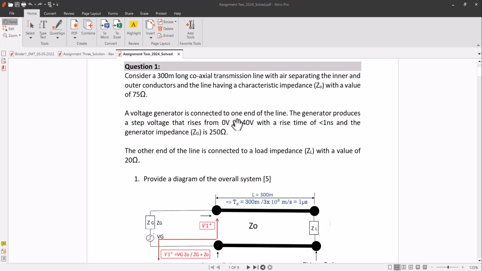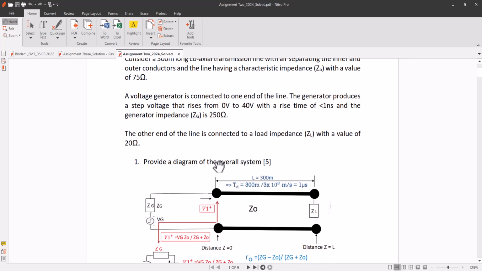The generator produces a step voltage that rises from 0 to 40 volts with a rise time of less than 1 nanosecond, and the generator impedance is 250 ohm. So it produces a step wave. Step input means the input from 0 to 1 for a unit step. Here the input goes from 0 to 40 volt within less than 1 nanosecond, so it's very fast. And the other end of the line is connected to the load impedance of 20 ohm.